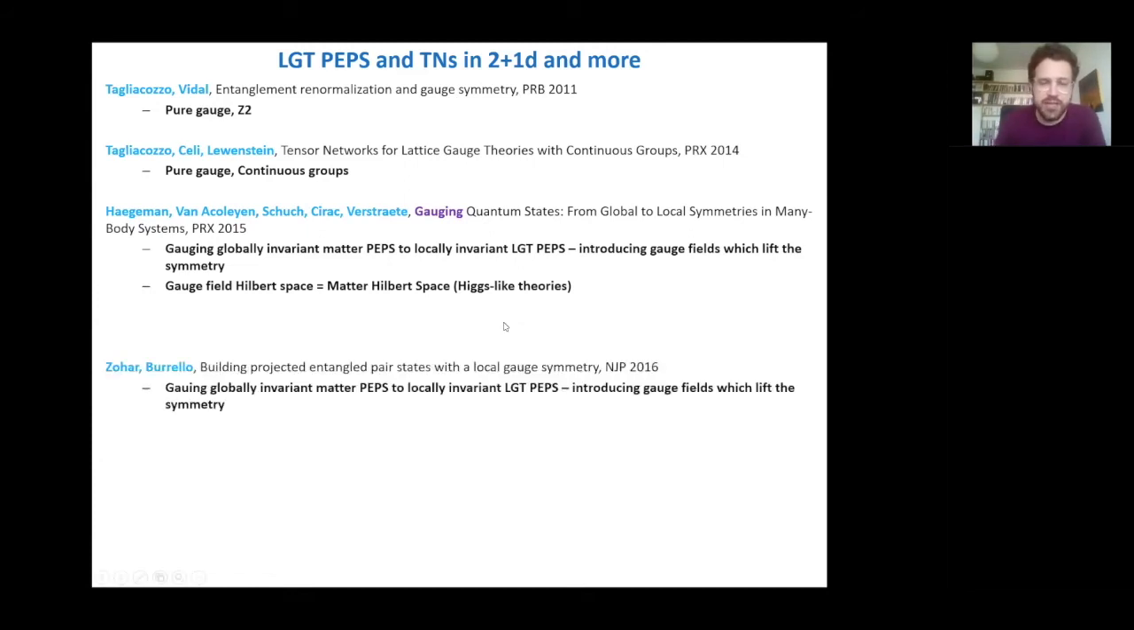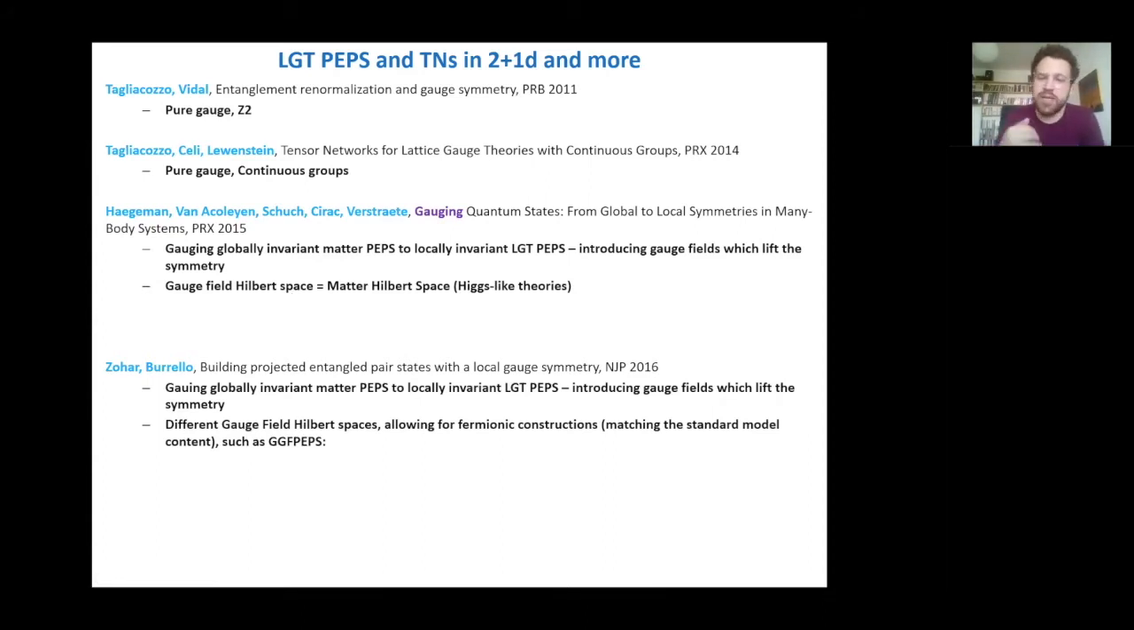Later, we started with another approach that suggested to gauge PEPS with the global symmetry. Basically, the basic idea is similar. You take something which represents the matter and you lift the symmetry to be local, which requires you to introduce a gauge field. However, in our case, we considered gauge field Hilbert spaces that were different than the ones of the matter and looked a bit more like the ones used conventionally in lattice gauge theories.